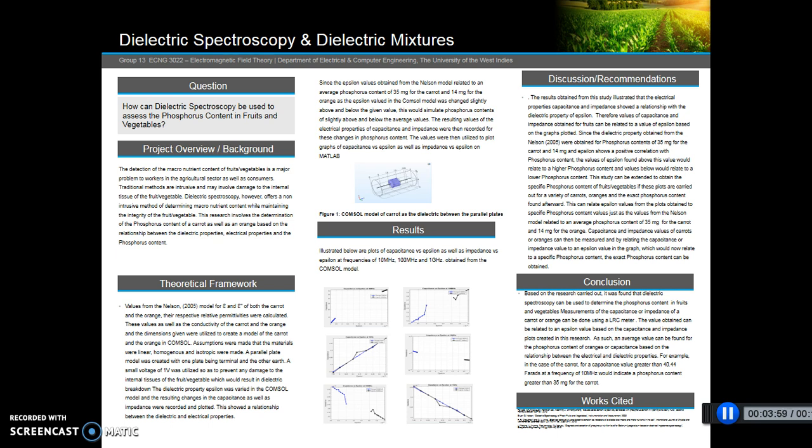In conclusion, dielectric spectroscopy can be used to determine the phosphorus content in fruits or vegetables. Measurements of the capacitance or impedance of a carrot or orange can be done using an LRC meter. The values obtained can be related to an epsilon value based on the capacitance and impedance plots created in this research. As such, an average value can be found for the phosphorus content of oranges or carrots based on the relationship between the electrical and dielectric properties.